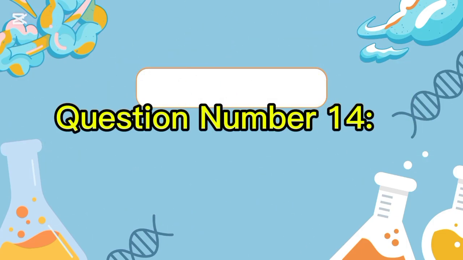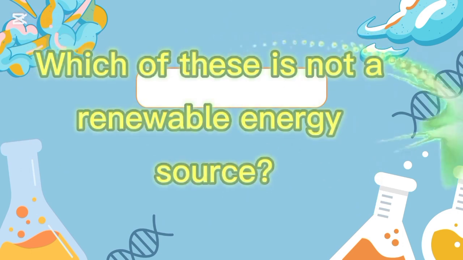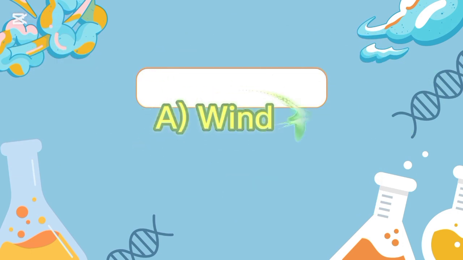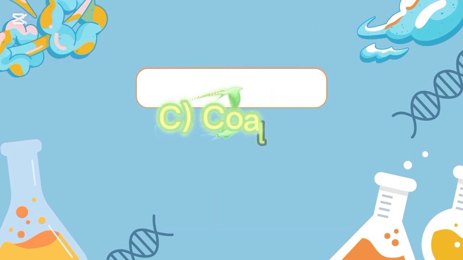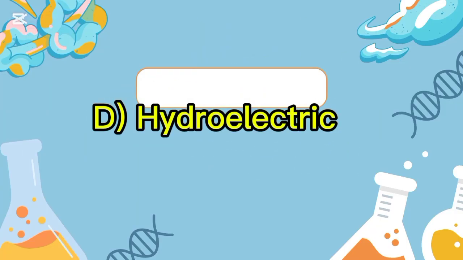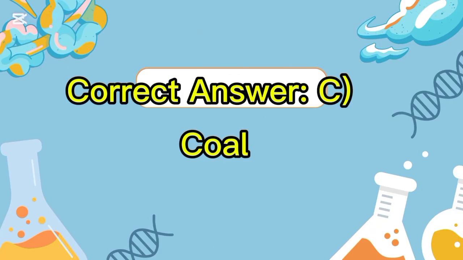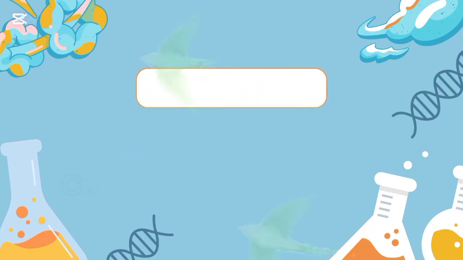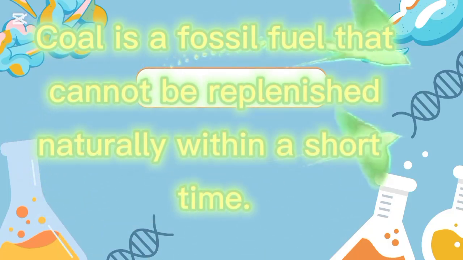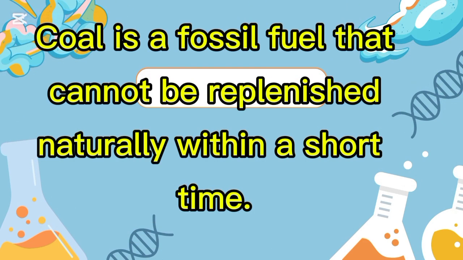Question number 14. Which of these is not a renewable energy source? A. Wind. B. Solar. C. Coal. D. Hydroelectric. Correct answer, C. Coal. Explanation. Coal is a fossil fuel that cannot be replenished naturally within a short time.